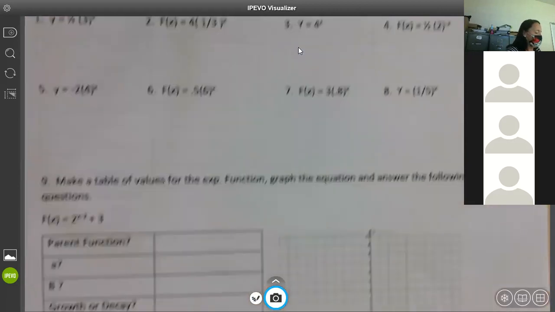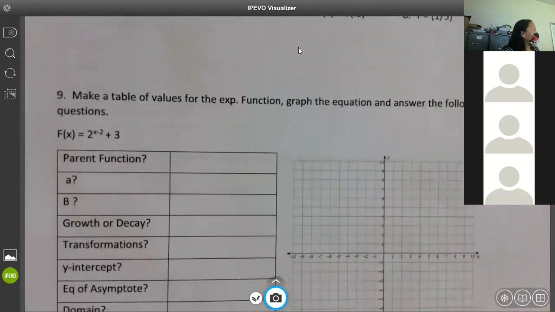Remember that our parent function is whatever our base is to the power of x. Okay? Your a is the number in front of the base. If there's not a number there, what number are you choosing? 1. B, you already know what that is. That's your growth factor. Transformations, did it go up, down, left, right? Did it reflect? Y-intercept, we've already talked about. You can find that from the graph. Equation of the asymptote you should know how to do. Domain and range you should know how to do. Watch your left and right end behavior.